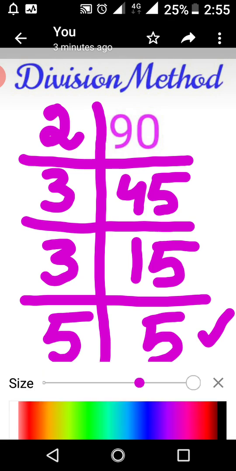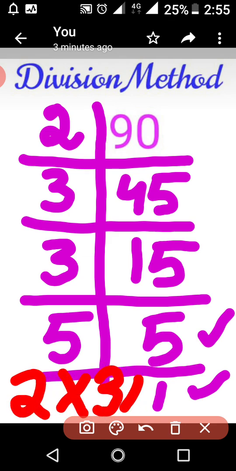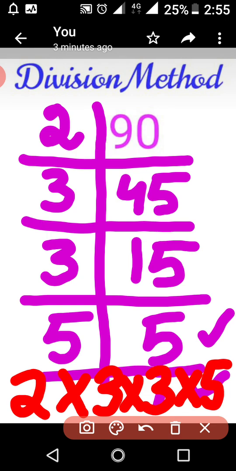Now the factors of 90 are 2 into 3 into 3 into 5. Write this final answer below the diagram. So here place is not sufficient for me. That's why I wrote like this. Better to write below the solution.